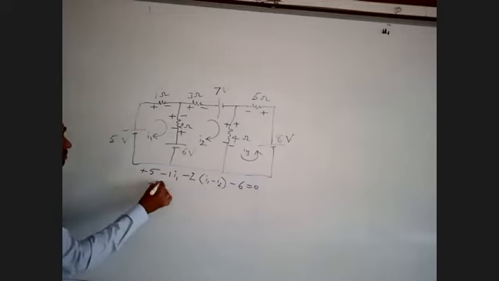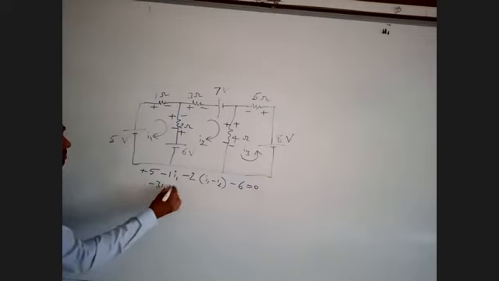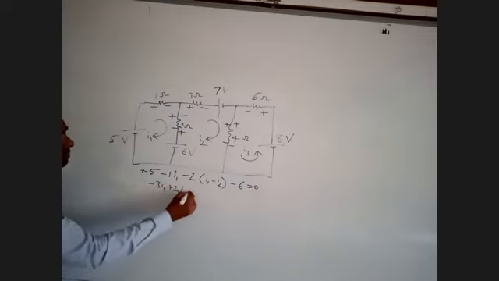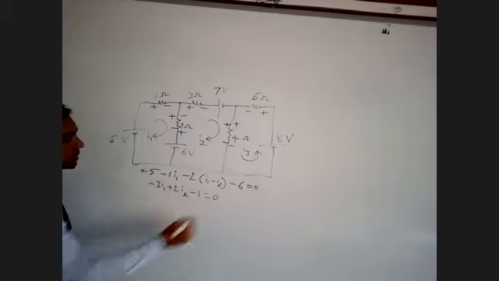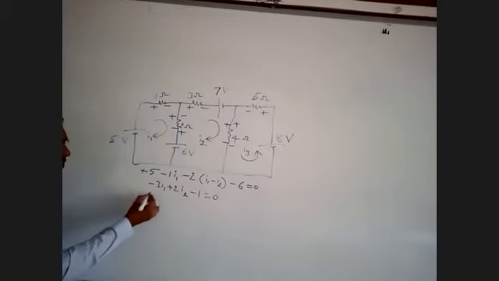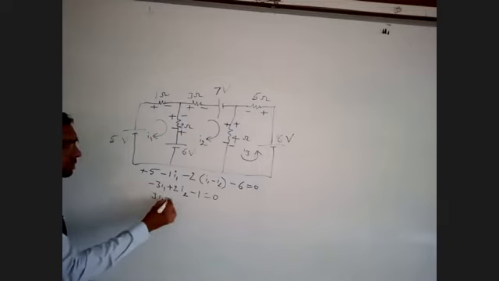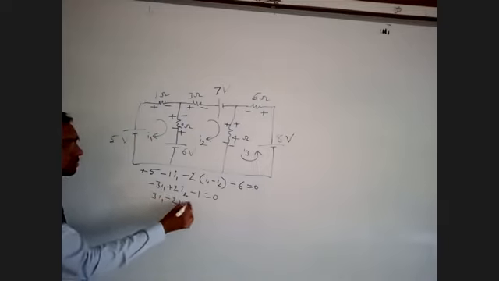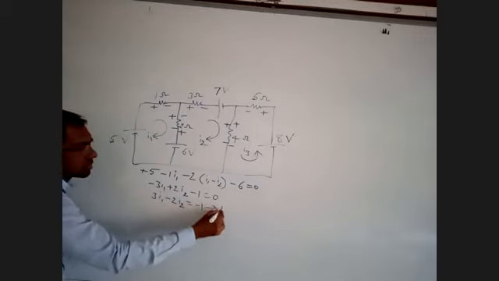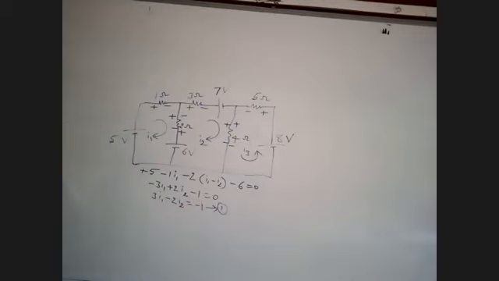Minus 3I1 plus 2I2 minus 1 is equal to 0. Make I1 positive by multiplying both sides with minus. That is 3I1 minus 2I2 is equal to minus 1. Let it be equation 1. This is your first loop equation.